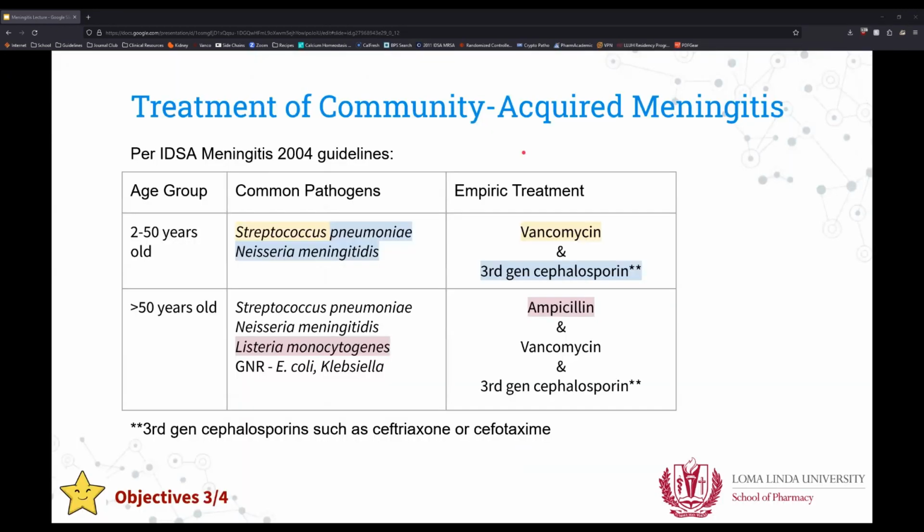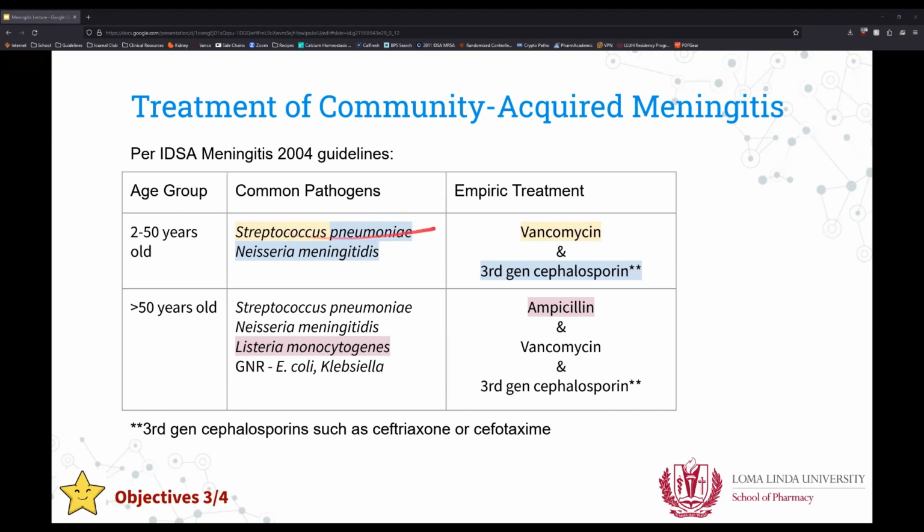Okay, so we talked about the organisms earlier and we talked about determining what is the etiology of it. So we're going to take a focus on the treatment of community-acquired meningitis now. So this is per the IDSA guidelines, last updated in 2004. So we talked about these two organisms in the age group of 2 to 50 earlier. So highlighted are going to be what organism it is and what part of the empiric treatment is going to be treating that organism specifically.